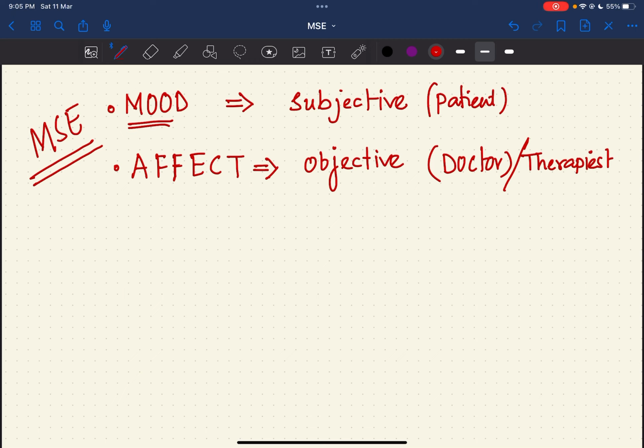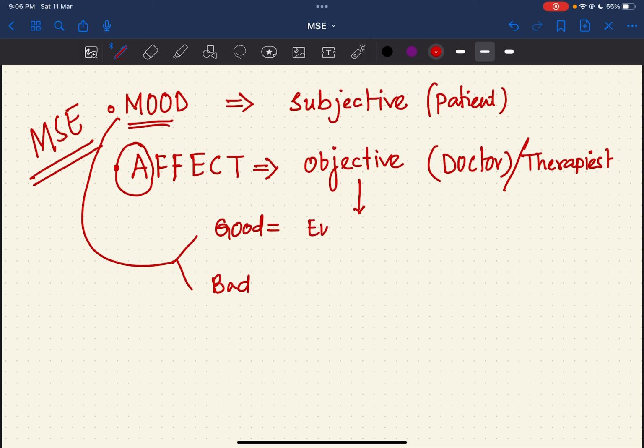So you can see what is mood and what is affect, and remember this affect starts with A, not E, right? So mood can be, मूड क्या क्या हो सकता है? Mood can be either good or bad, the patient may feel good, patient may feel bad, right? Now अगर mood good है, then objectively we'll try to find out whether affect is good or not. If affect is good, then we call it euthymic, that is normal.